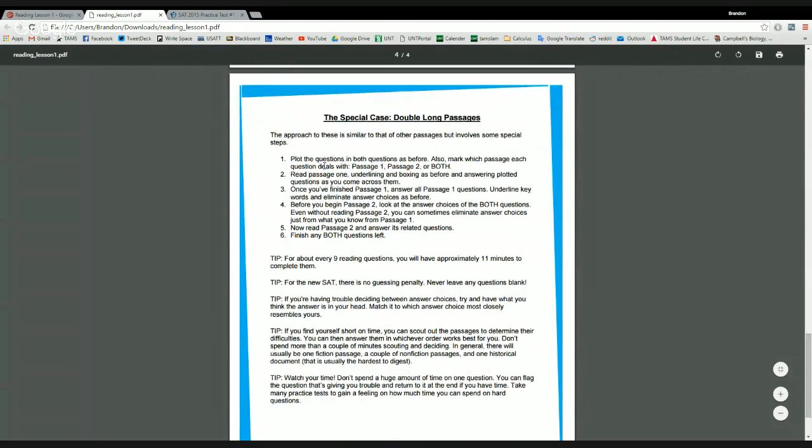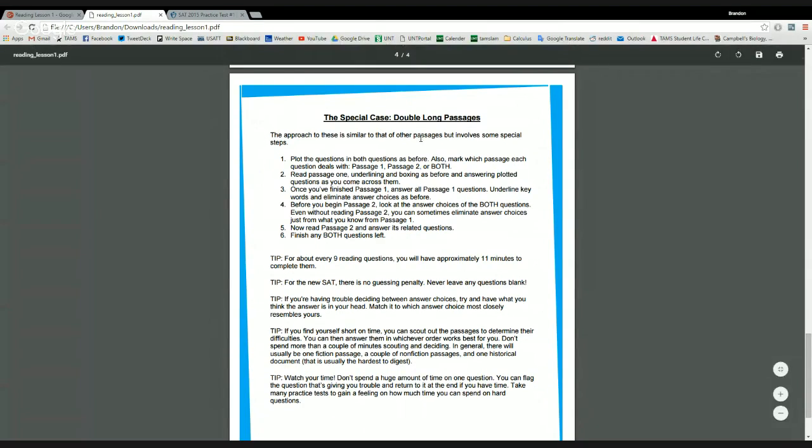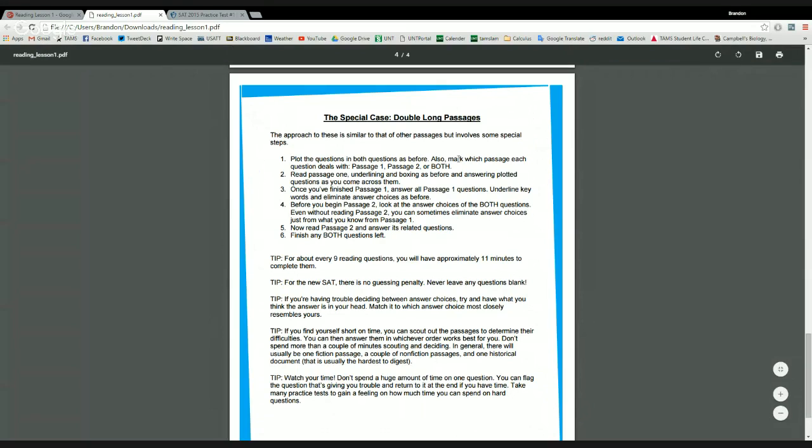Okay, so the special case: double passages. Double passages occur once in the reading section, and again, we're going to use similar approaches to that of a single passage, but we're going to have some special steps. First of all, we plot the questions in both the answer choices, and also you want to mark which passage each question deals with. For example, passage 1, passage 2, or both.